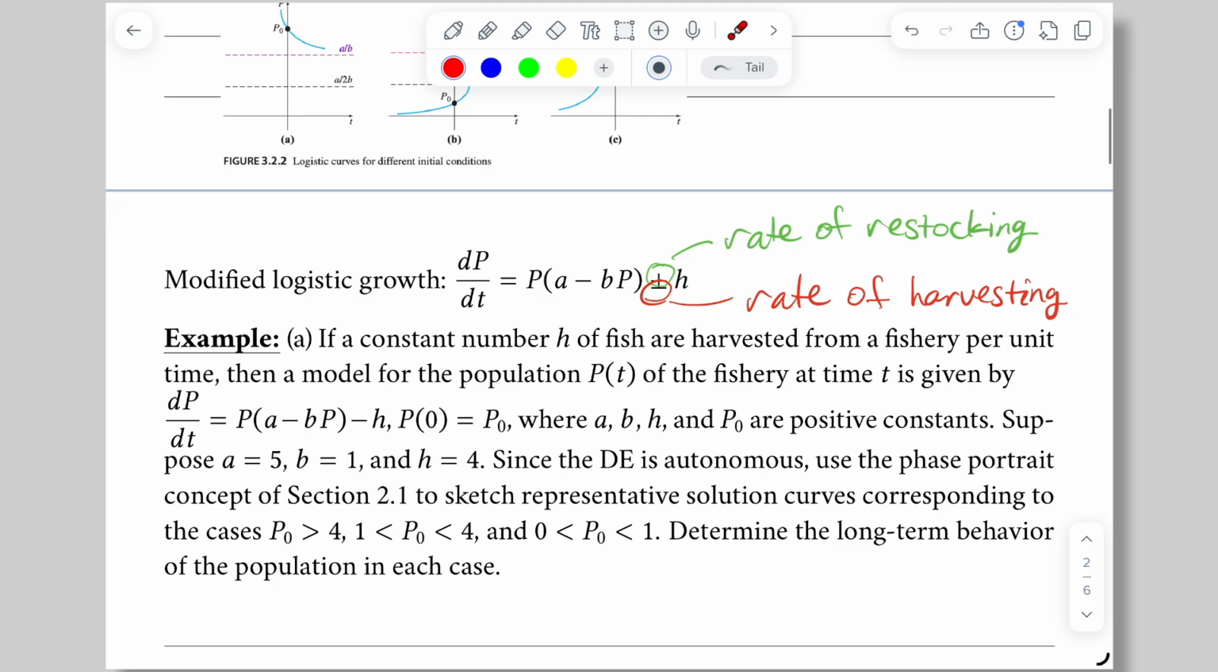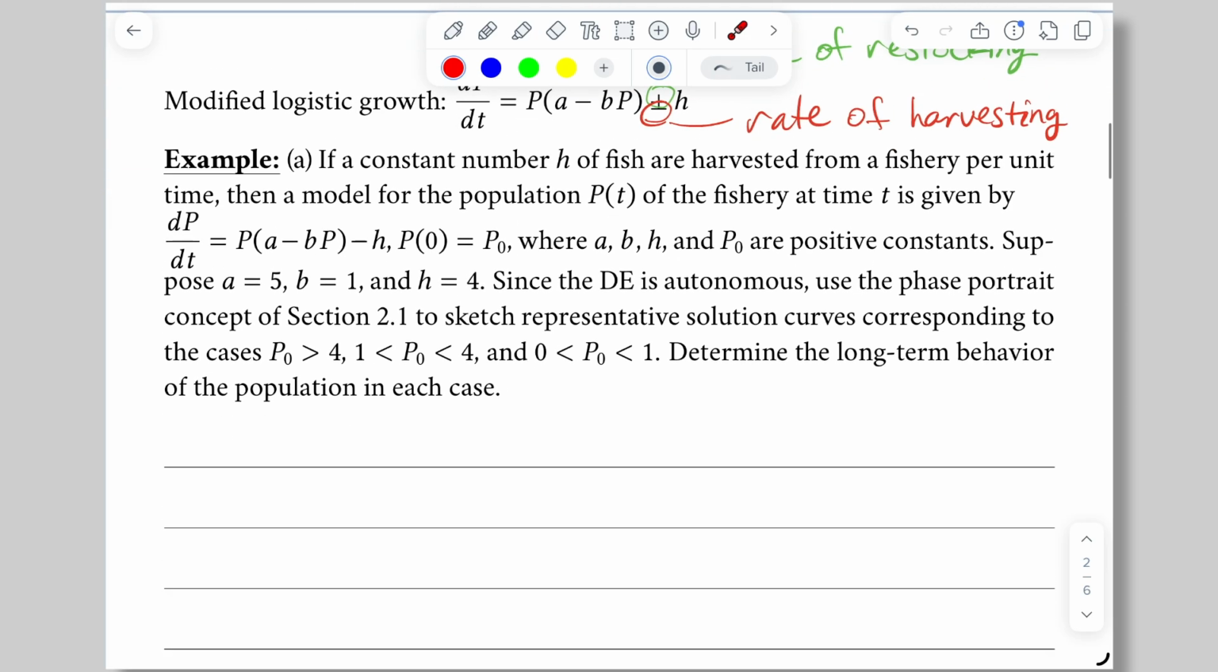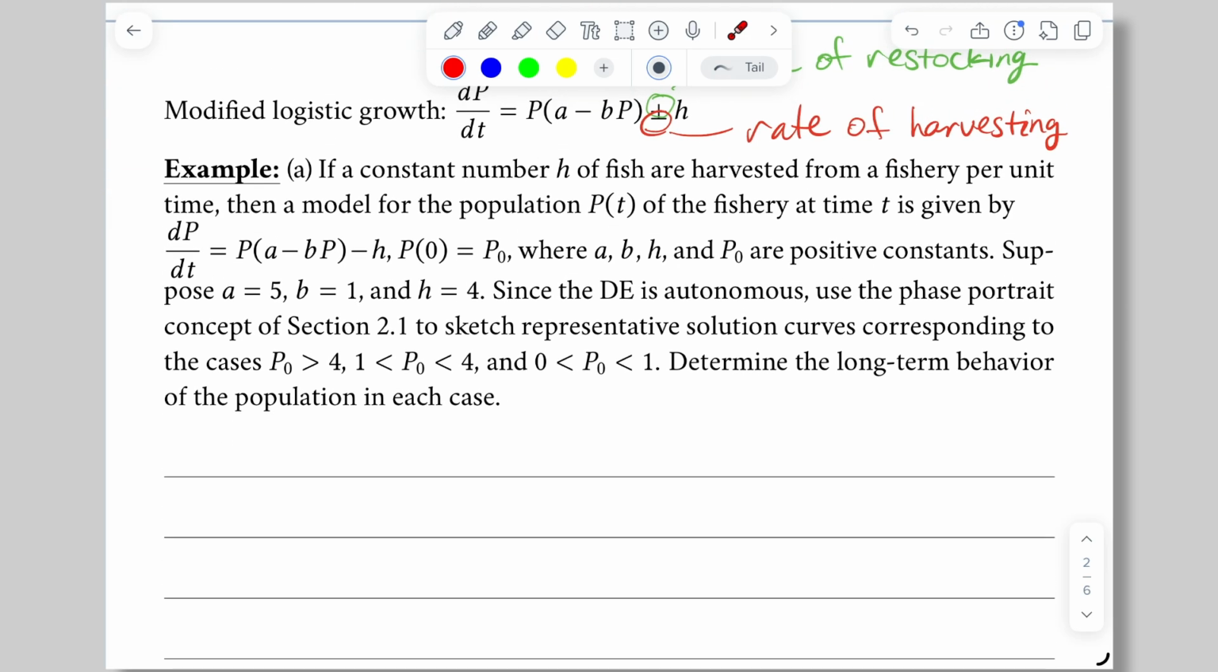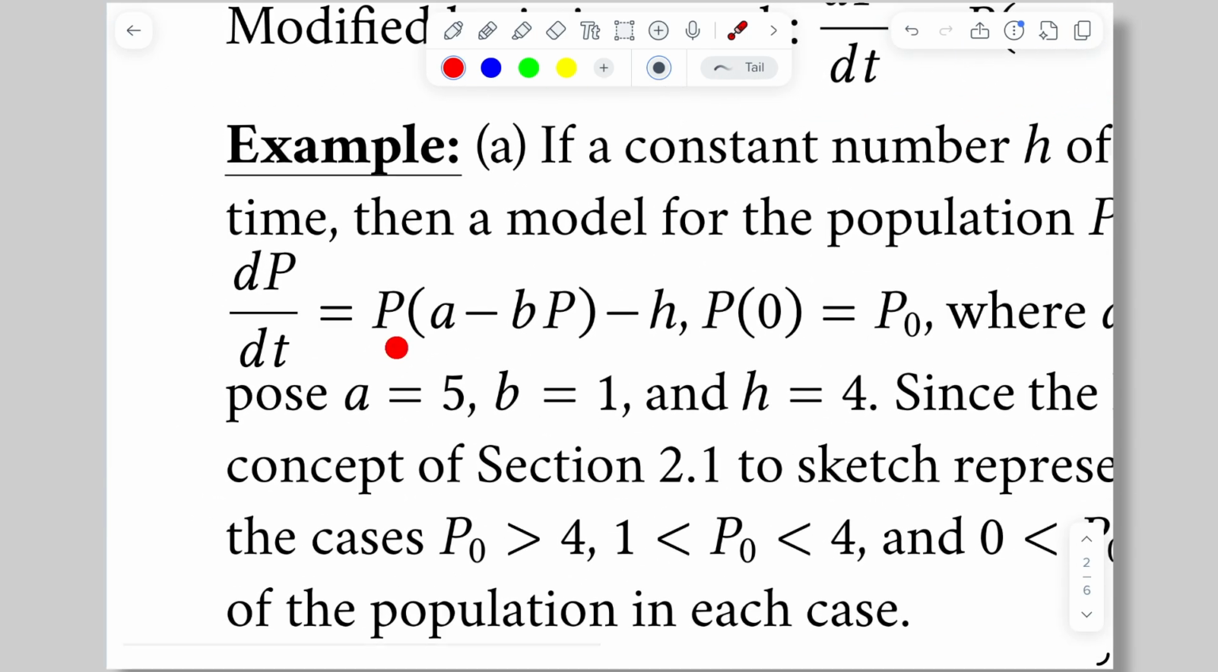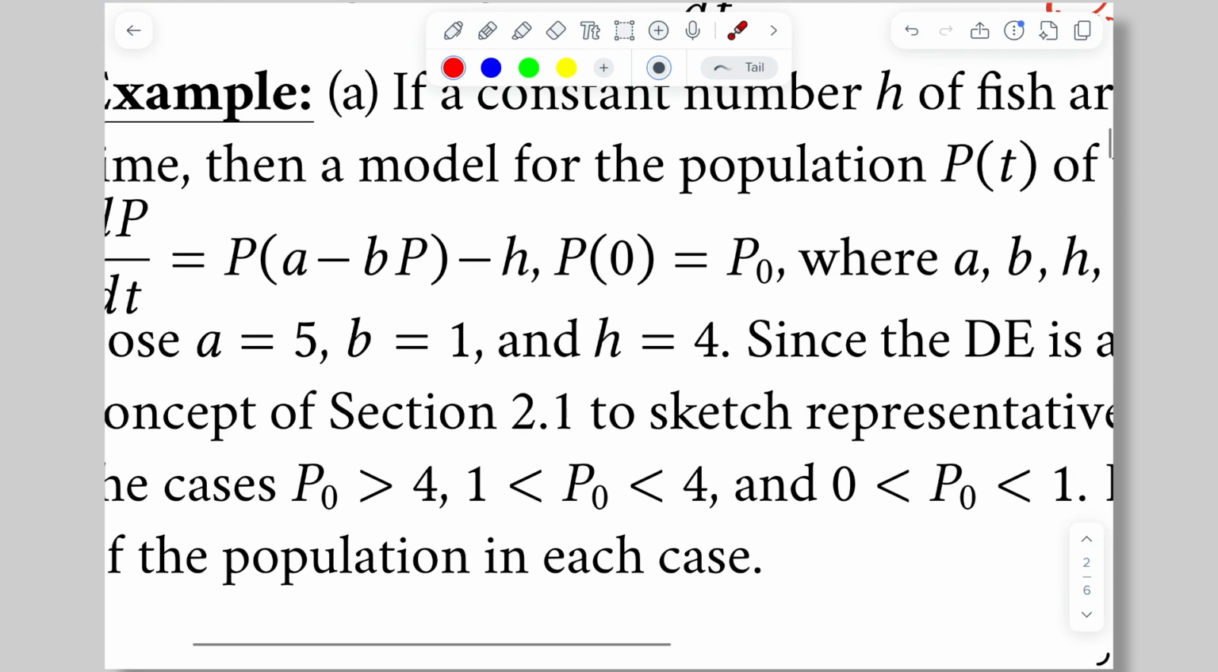And this is the situation we're considering in this first example. I know there's a lot of text on the screen. We'll take it piece by piece. If a constant number of fish H are harvested from a fishery per unit time, then a model for the population for the fishery is that dP/dt is equal to P times the quantity A minus BP, minus H, right? There's that rate of harvesting.